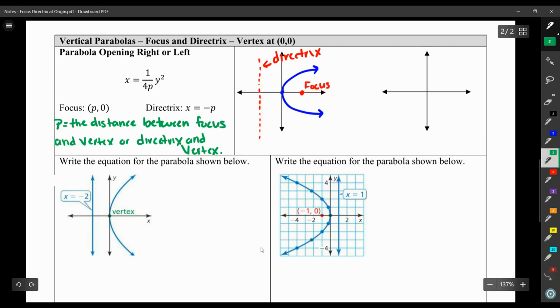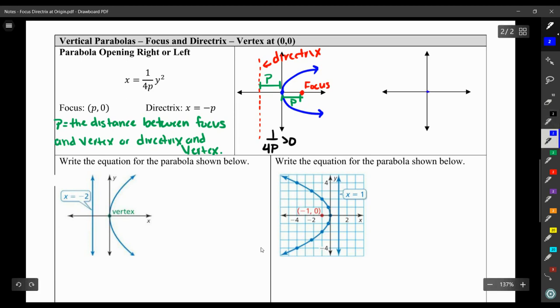Now the p-value doesn't change. The p-value is still from the vertex to the focus or from the vertex to the directrix. That's still your value of p. So a right opening parabola happens when 1 over 4p is greater than 0. So if it's positive, it opens to the right.